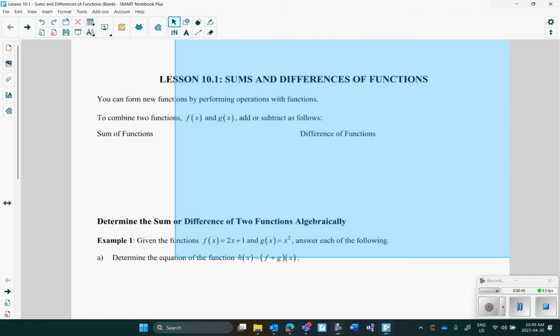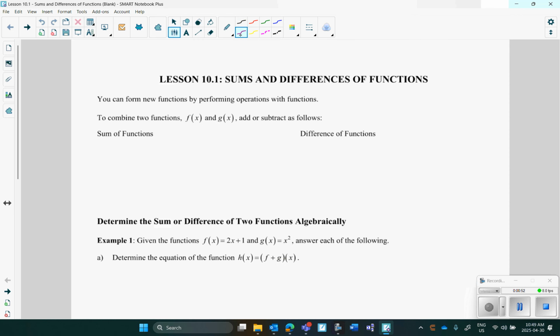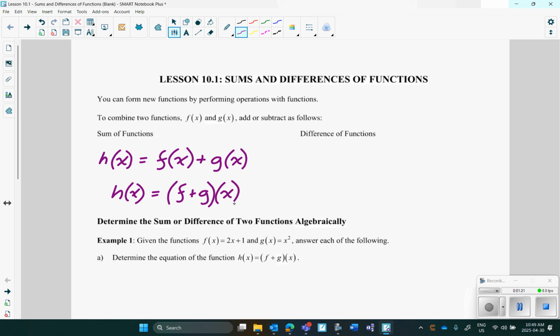So, like I said, if we want to combine two functions and make a new function called f of x or h of x, we just add function f of x and g of x. The other type of notation you may see is this. More often than not, it'll look like that. That just means add function f of x to g of x. And we'll see what that looks like in a second.